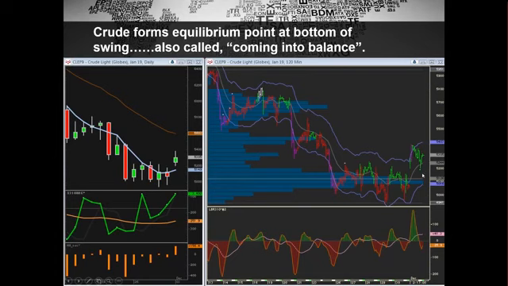And I always joke around and say that if you take a ruler and draw a horizontal line, wherever that horizontal line goes through the most number of bars, that's going to be your volume node, if you want to call it that, or your equilibrium level or balance area. So obviously the crude formed a big trading range and equilibrium point at the bottom before a little bit of upside impulse.